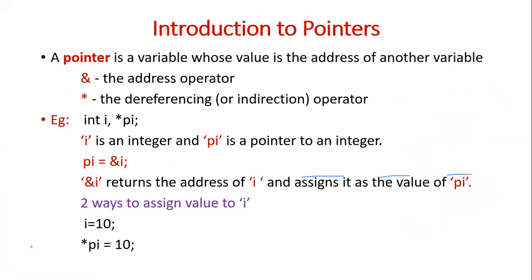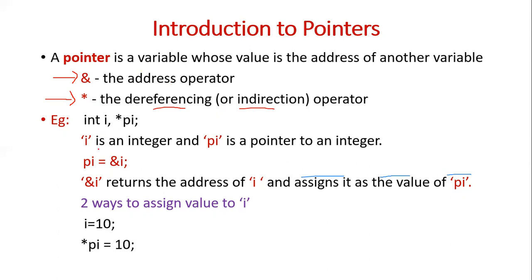Let us continue with the slide. With pointers, we use two operators. One is ampersand, which is called the address operator, or address of operator. The other one is the star. The star is called the dereferencing or indirection operator. So ampersand refers to some address, whereas star is the dereferencing or indirection operator.